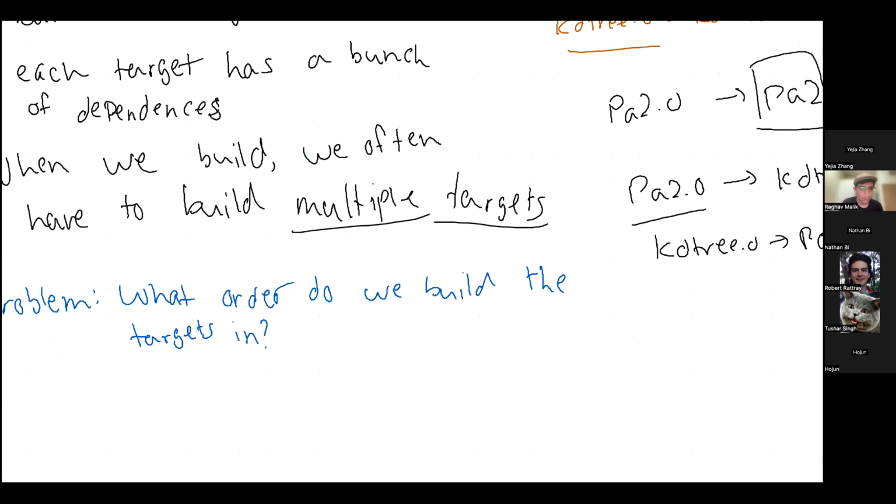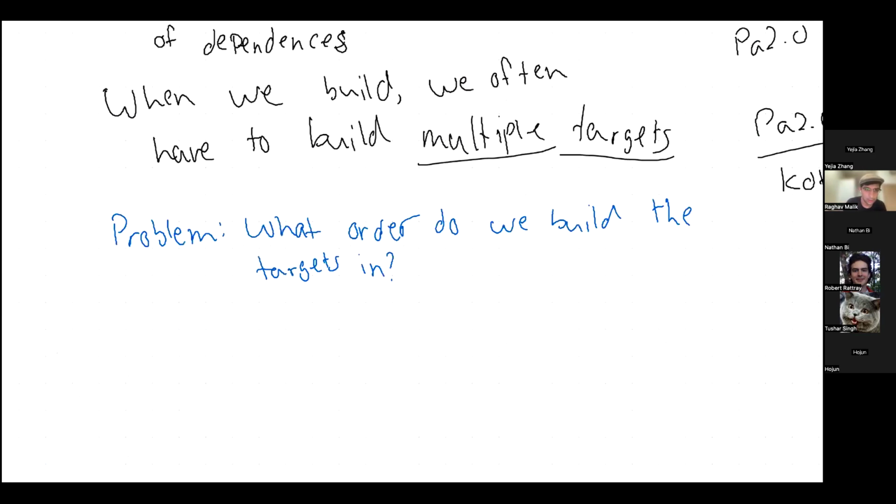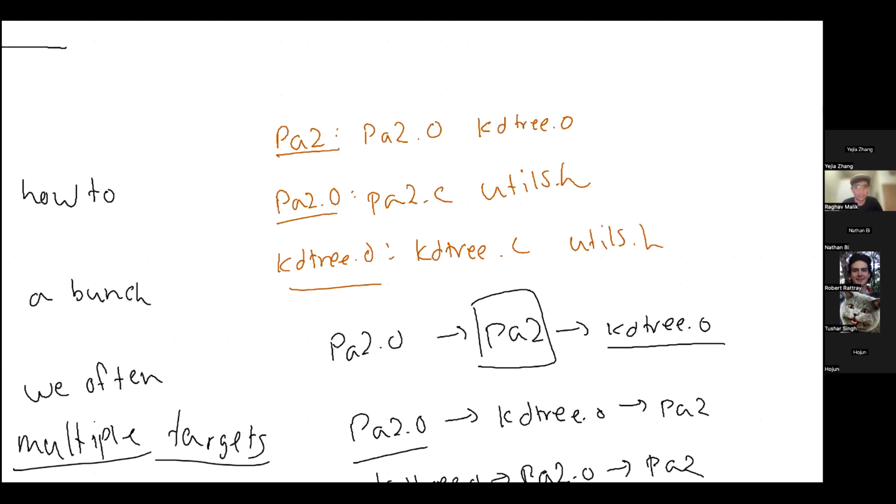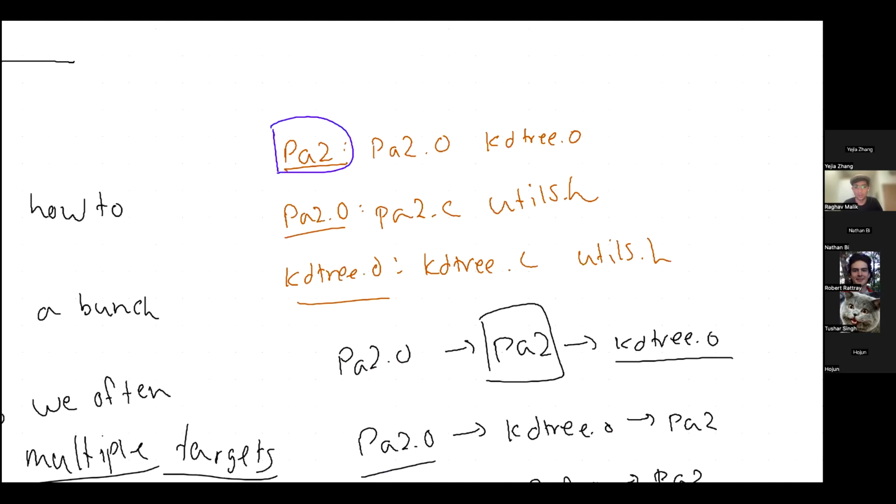So in particular, for correctness, we require the constraint that we can put on this: let's say a target can only be built after all its dependencies, right? So here, the PA2 target can only be built after these two object files have been built.